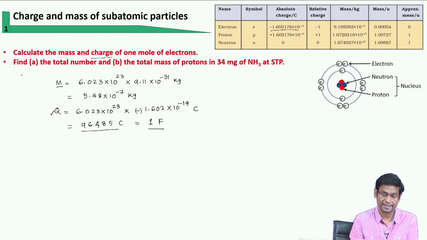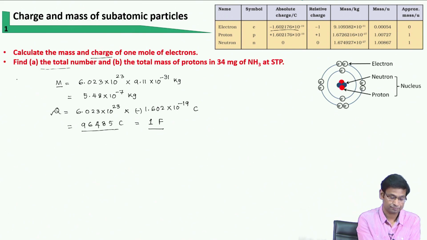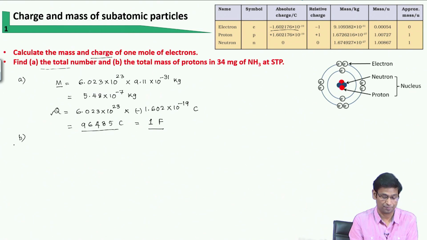Now let us look at the second question. The second question says, find the total number and the total mass of protons in 34 milligrams of ammonia. So let us call this A, and we look at the second problem here: the total number of protons and the total mass of protons in 34 milligram of ammonia.